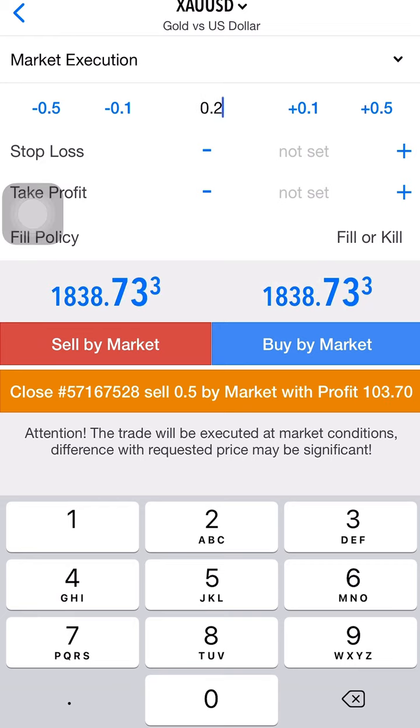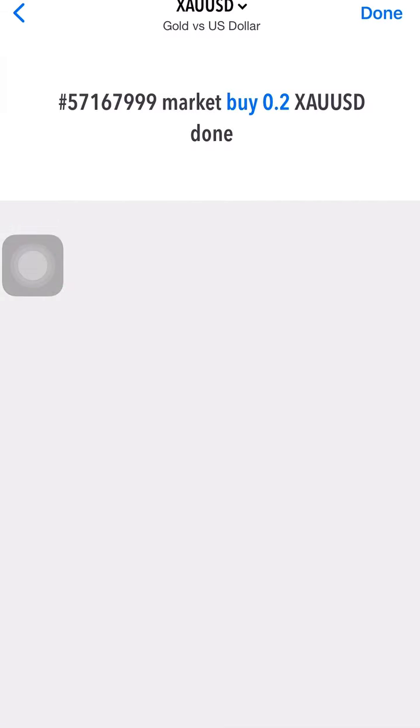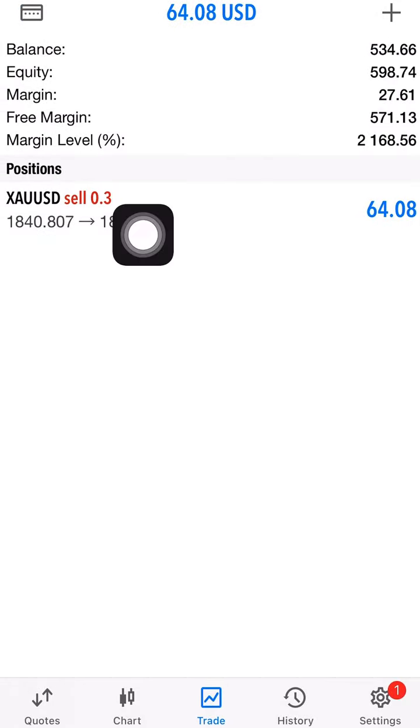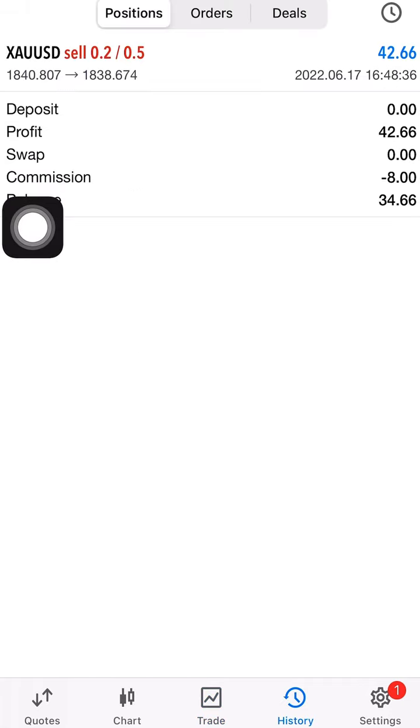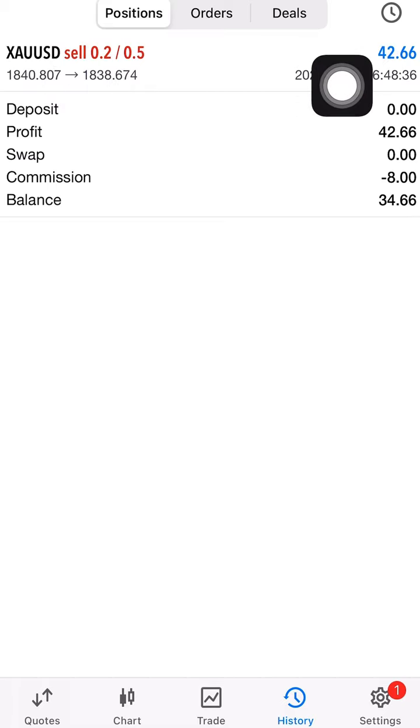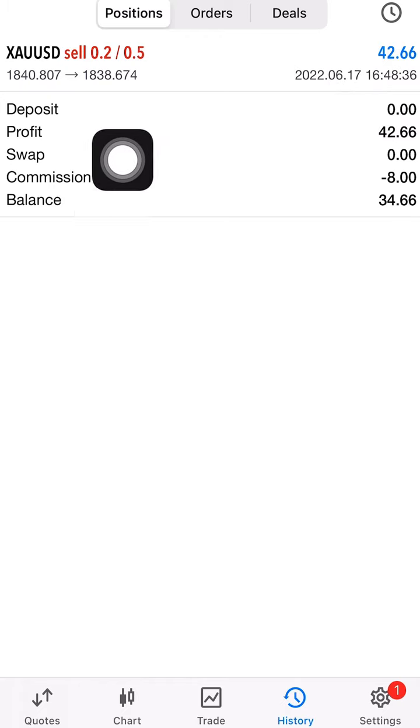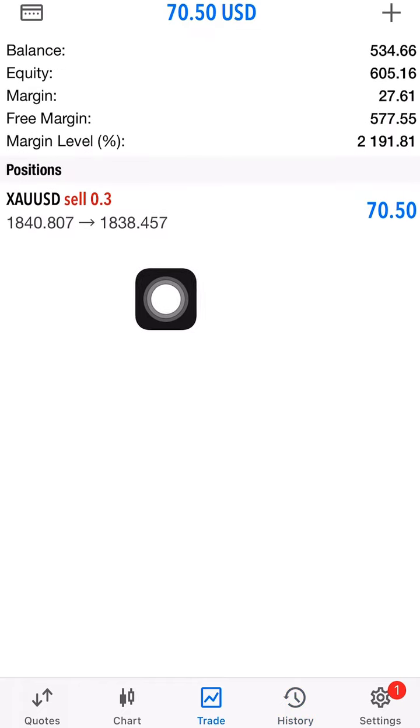I'll press on close position, close sell with profit. So I have closed 0.2, leaving 0.3 of the trade running. If you come to your trade history, you see the trade was 0.5 and I've closed 0.2, as you can see over here. This is the 0.2 profit that I closed, and the trade is left with 0.3 running.